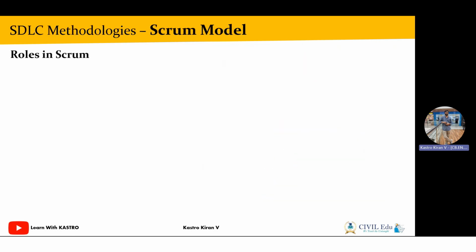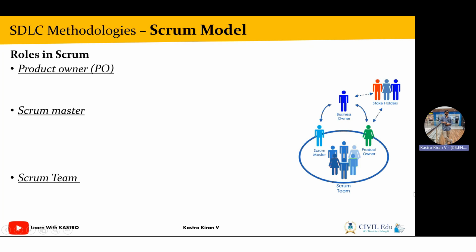Now let us understand what are the roles that are available in Scrum. The first role is called the product owner, the second role is called the Scrum Master, and the third role is called the Scrum team. So these are the three major roles that are available in the Scrum framework or in the Scrum model. If you observe here, this is basically a Scrum team. Now for a Scrum team, there will be a master person, and that person is called the Scrum Master. And for every team, there will also be a person who is called the product owner. Now here, the product owner is somebody who will have a direct relation with the stakeholders of the project. Now, the product owner will also have a direct relation with the business owner.